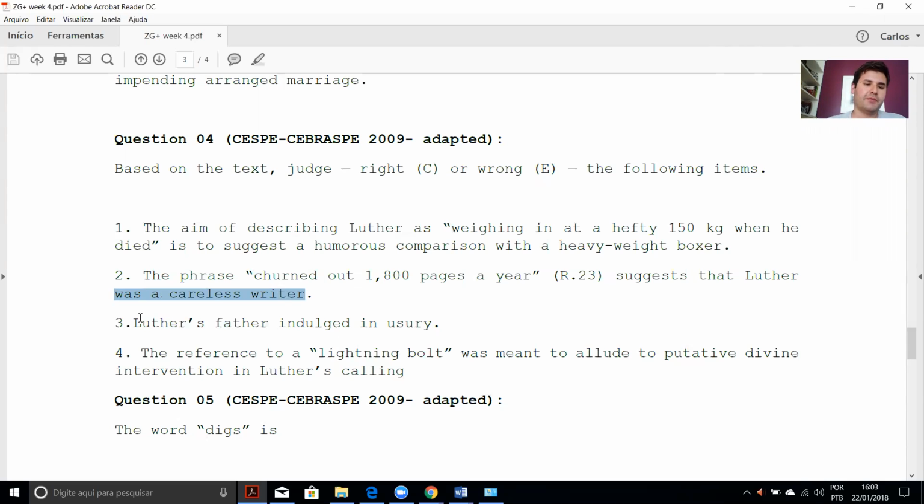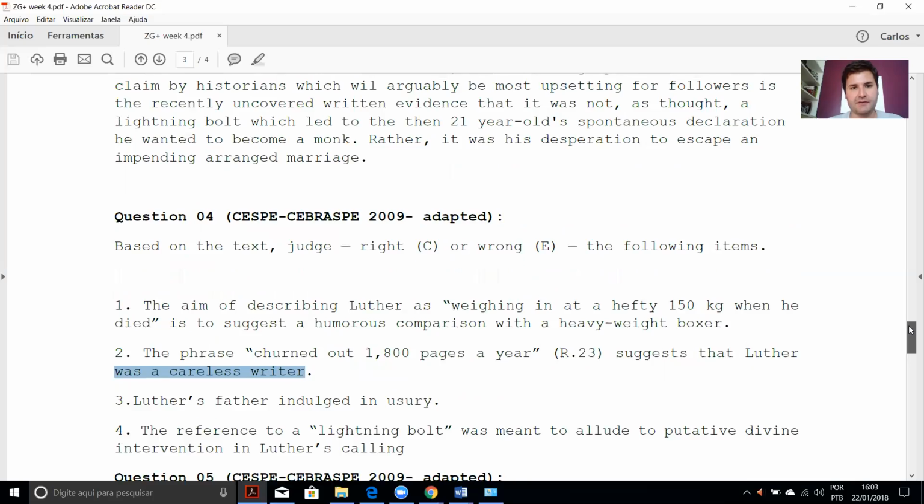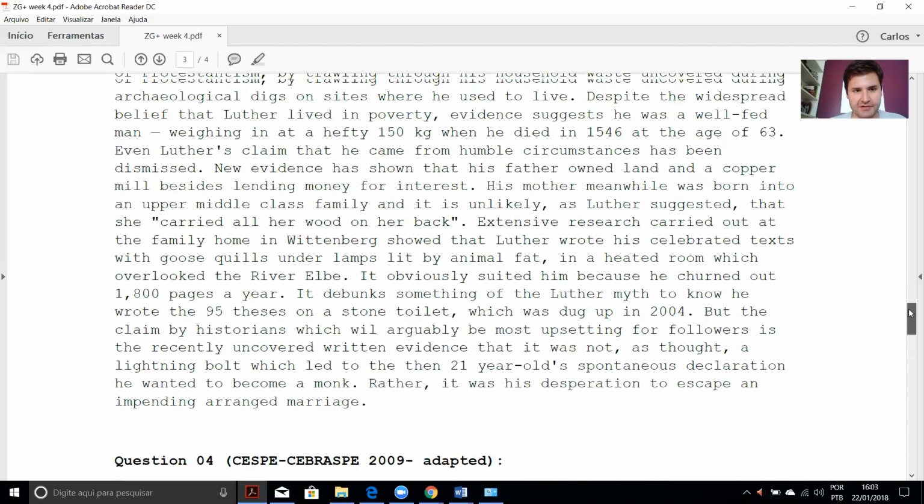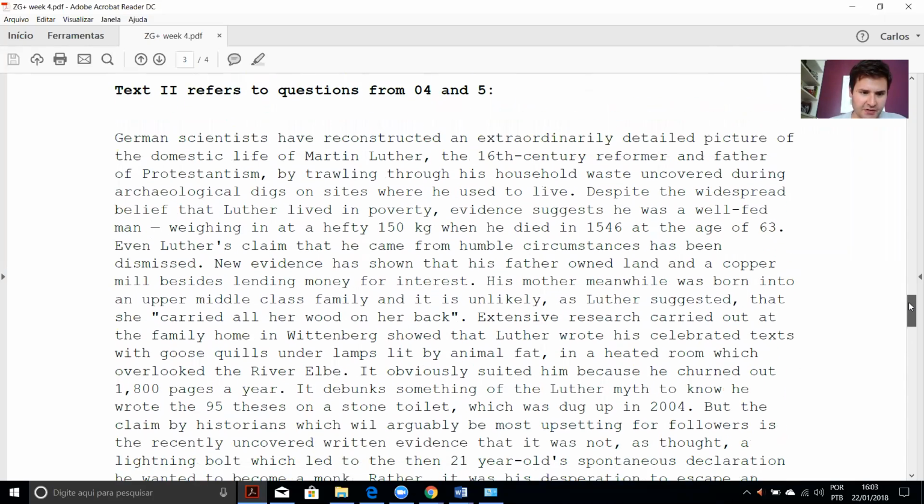Here, number 3, item number 3, Luther's father indulged in usury. In Portuguese, it would be usura. And this is easily identifiable. Yes, he did indulge in usury because he charged for it. Here: new evidence suggests that his father owned land and a copper mill besides lending money for interest. Here we go. Lending money for interest is usury.